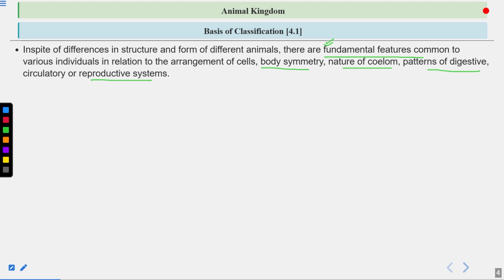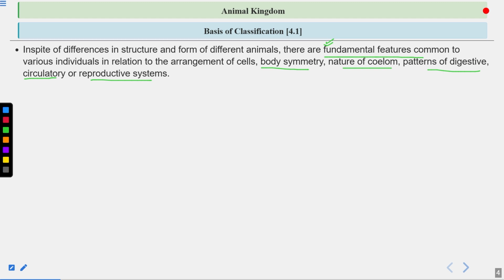Like if we take the circulatory system, there are two different types: open circulatory system and closed circulatory system. In some organisms, you will see the circulatory system is of open type, and in others, you will see that they are of closed type, right? Similarly, the digestive system may be complete or incomplete, right? So these are the features that we must know before studying animals.